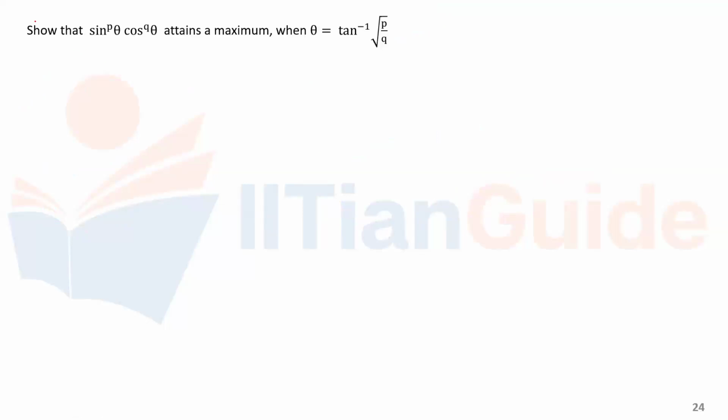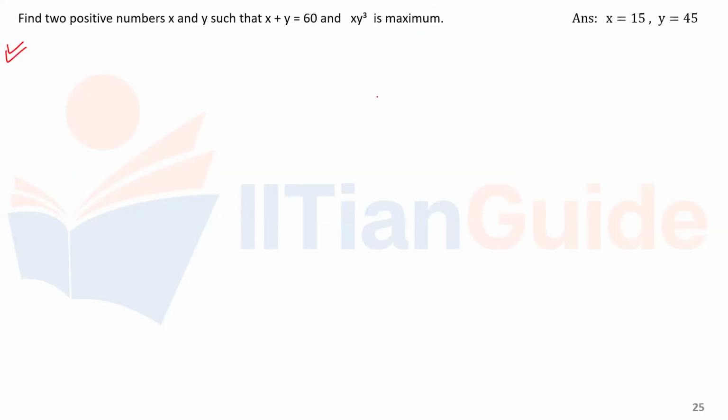We have this question. Show that this attains the maximum value when theta is 0, tan inverse. This is the function f theta. Calculate dy by dt, make it 0, get the answer. I'm not going to do this. It's very simple. I need to change the type of questions.